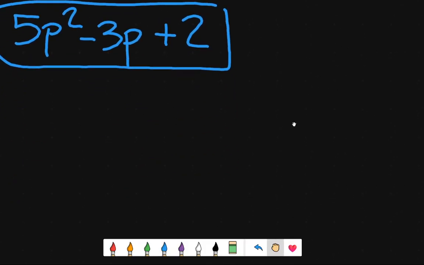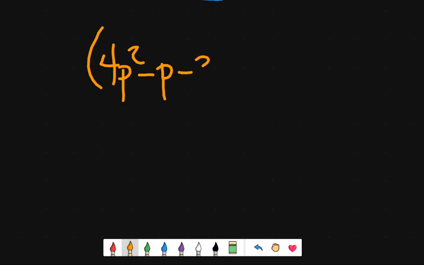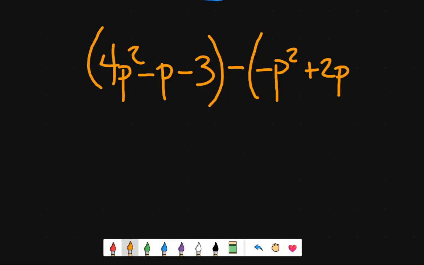Let's try another example. I'll move this a little bit to the center here, and let's do it. This might look kind of familiar to you, though. See if you can spot what is different. We have 4p to the second power minus p minus 3, and it's going to subtract a negative p squared plus 2p to the first power minus 5. Looks familiar? It should look familiar because this time we have a negative p squared here.